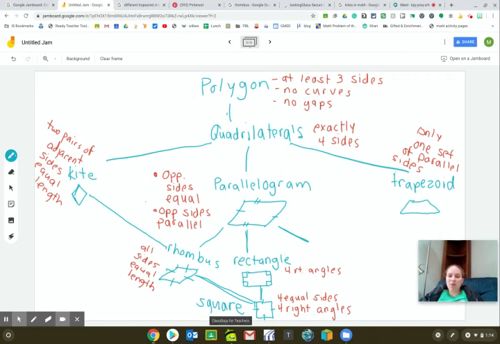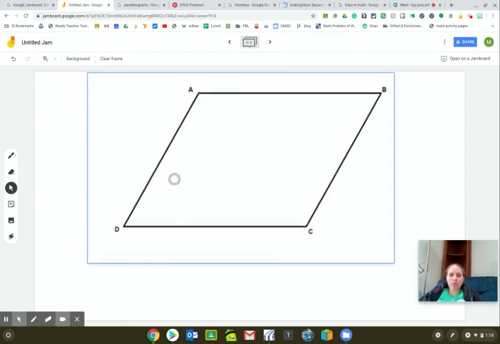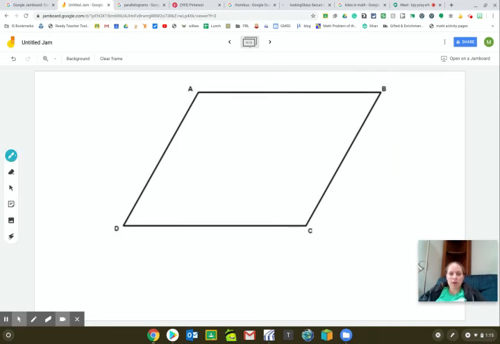So I want to show you how we can use this to give different shapes different names. So this specific shape is a parallelogram, and that is actually the most specific name you can give this shape because it doesn't have 90-degree angles, so it's not a rectangle.